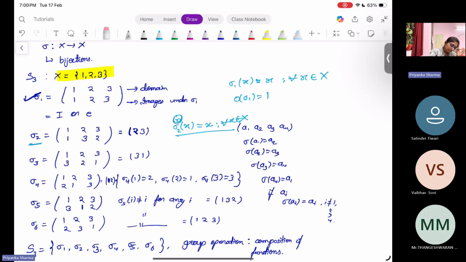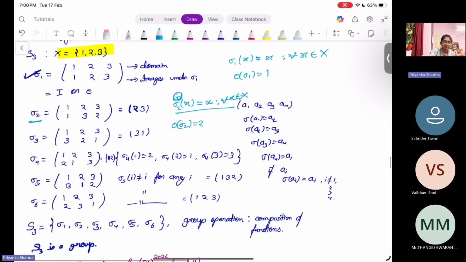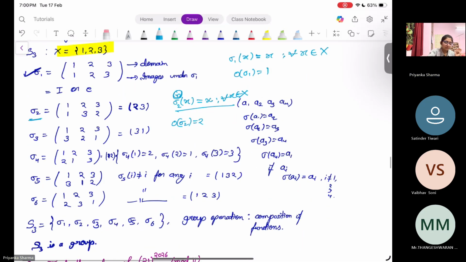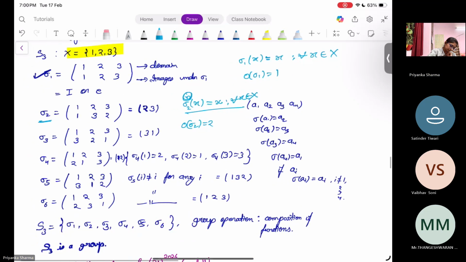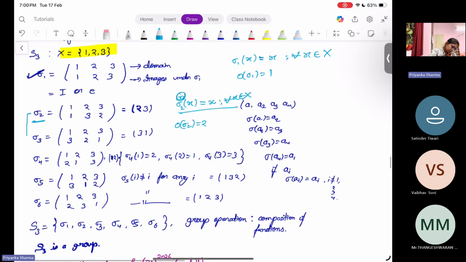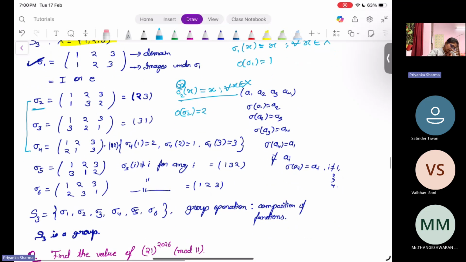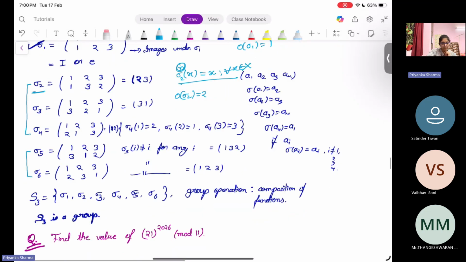Okay, so you can say that the order of sigma 2 is 2. This is the way you can define orders. These 3 have order 2, and these 2 have order 3. You can calculate.